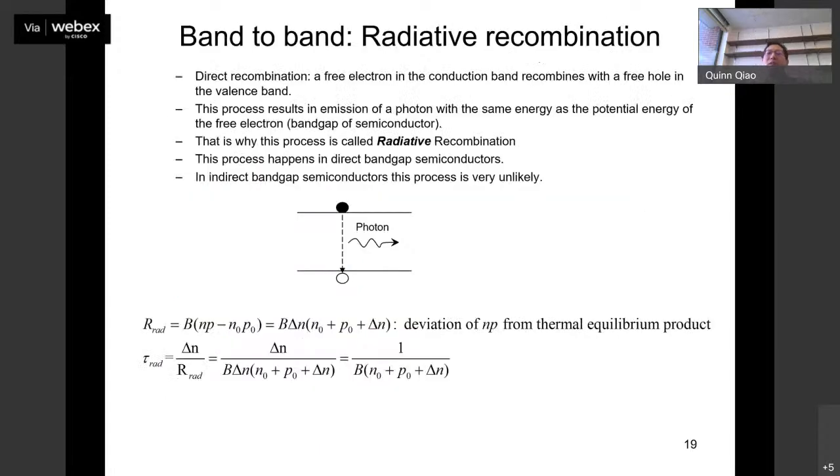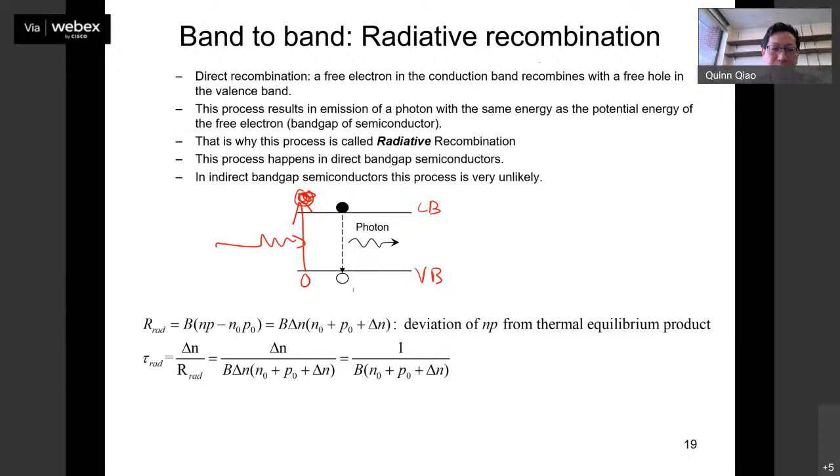What is the band-to-band recombination? That's basically if you have an electron here on the CB and a hole on the VB. The electron and hole can recombine with each other and then lose photons, right? You can also do this process in the opposite way. If you have photons absorbed, you can promote the electron to there and leave a hole there. And then after a while, they recombine and give you another photon back, right? That's it.